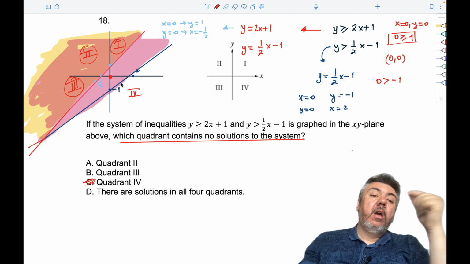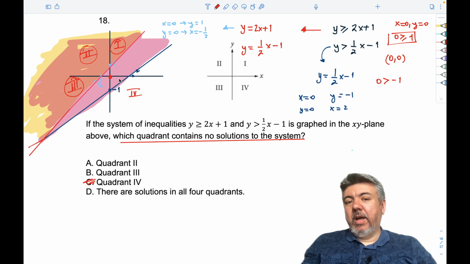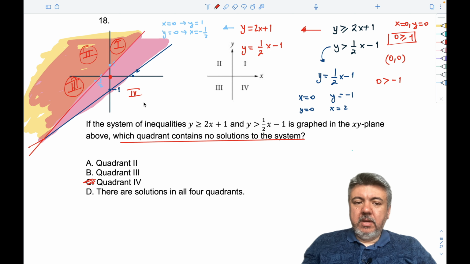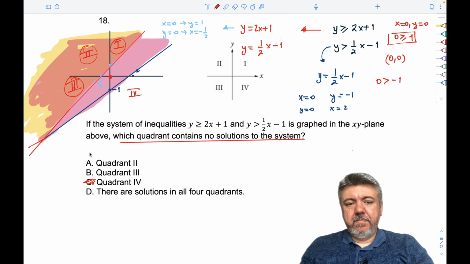You may say, this part, no, but this part is only true for one inequality, the second one. The first inequality won't apply in the fourth quadrant. So this is how we deal with these kinds of questions, my friend.